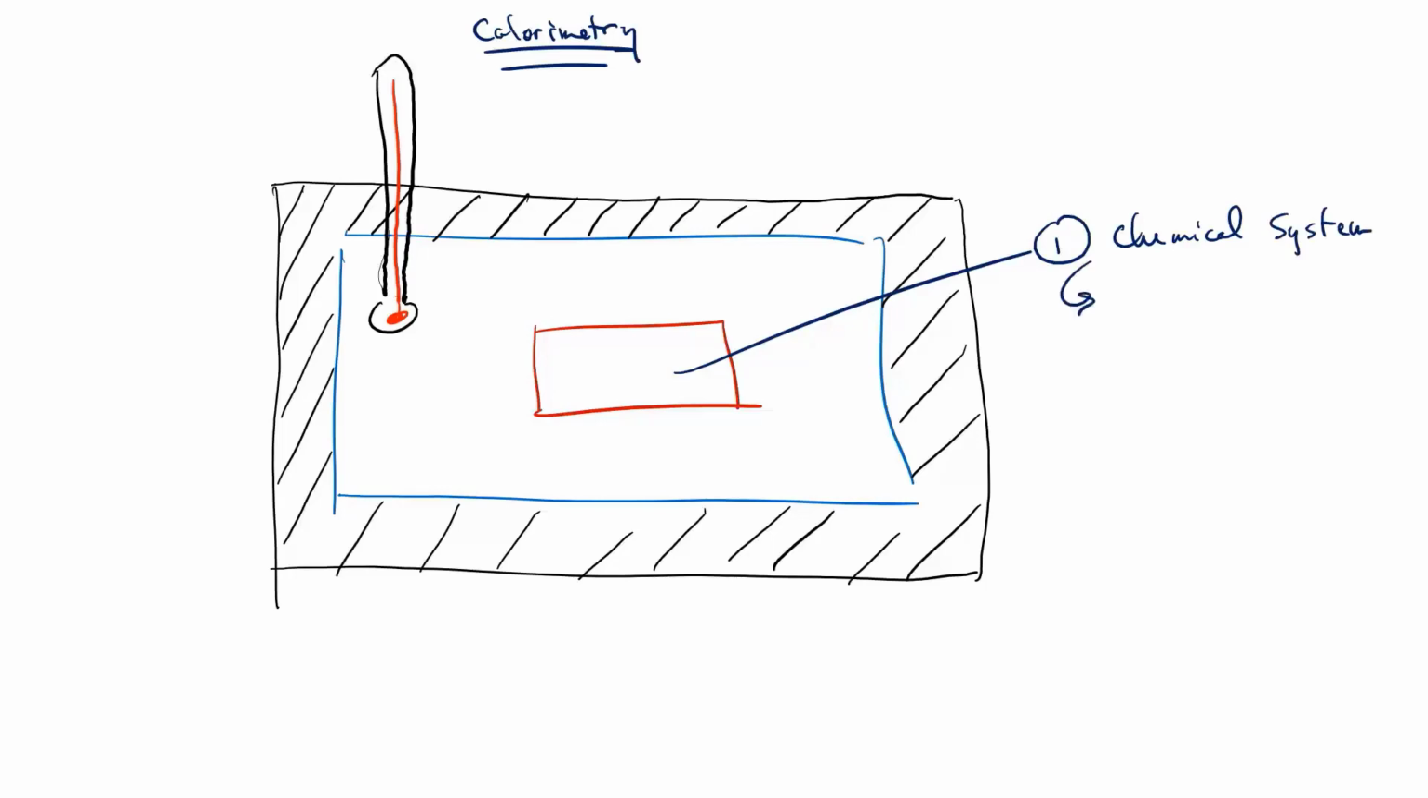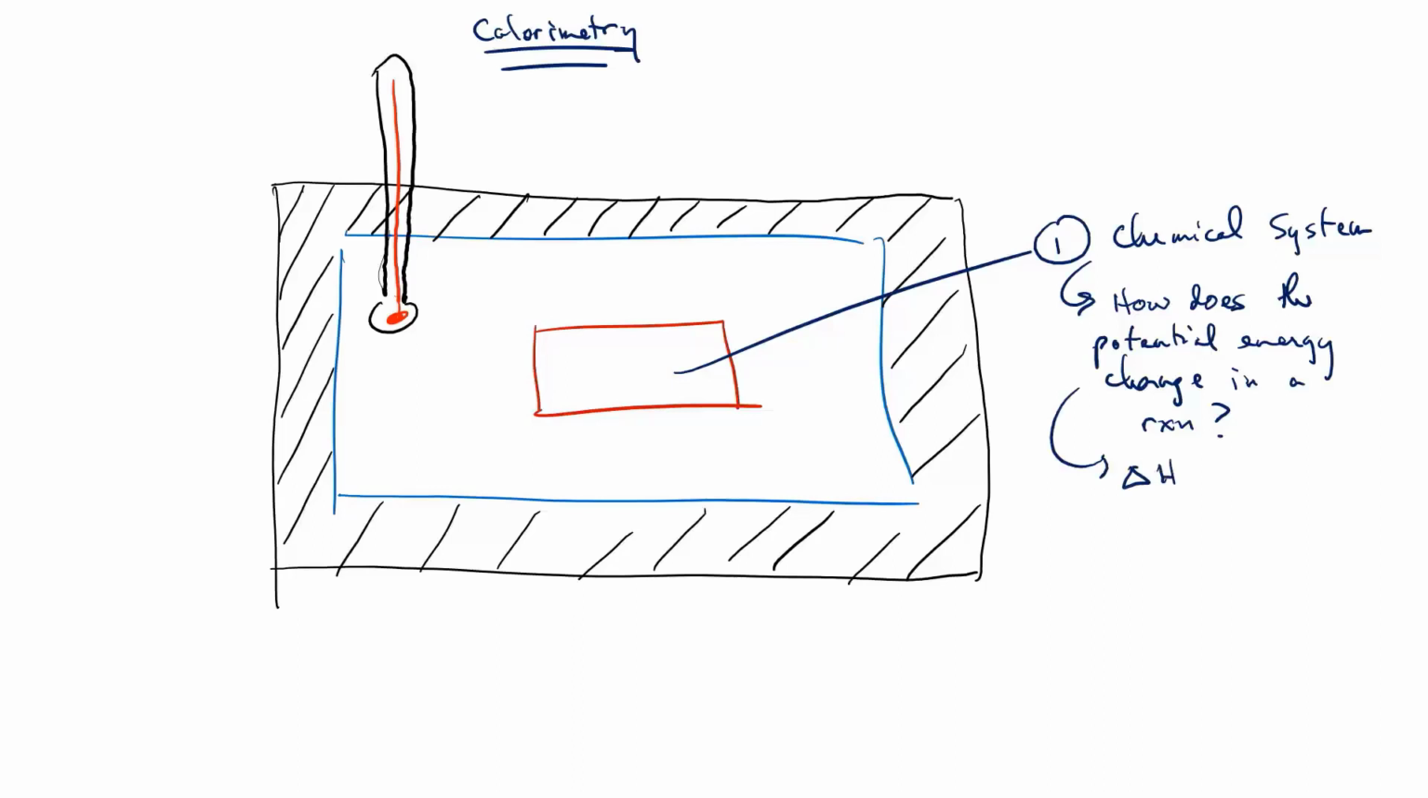The question we ask ourselves is this. This is really what we're trying to determine in a calorimetry experiment. Let me just write this out. Okay, the question is, how does the potential energy change in a reaction? And of course, the kind of value we're looking for in this case is the delta H for the reaction, which is going to be measured in kilojoules.